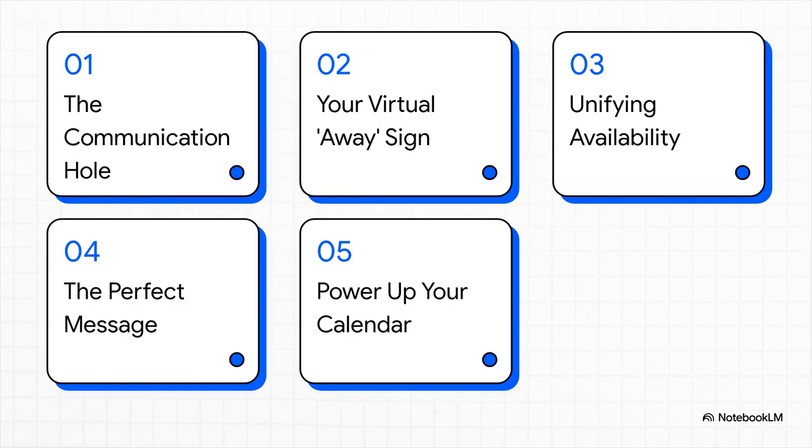So here's what we're going to cover. First, we'll talk about the communication black hole and why it's a problem. Then, we'll set up your virtual away sign in Teams. After that, we'll see how it all syncs up beautifully with Outlook. Then comes the fun part, crafting the perfect message. And finally, we'll look at how to seriously power up your calendar.